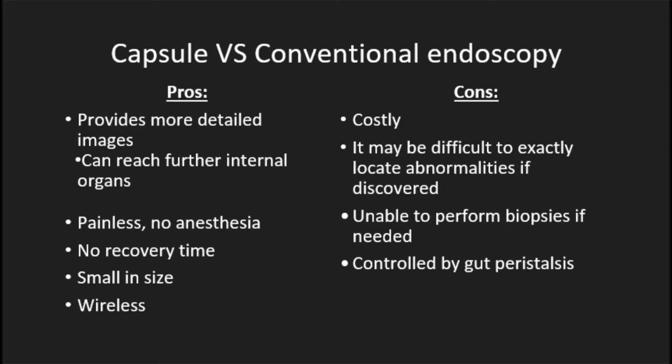The capsule endoscope is also controlled by gut peristalsis. Therefore, doctors lack control of the direction of the capsule and the speed at which it travels, which may mean the abnormality is not detected. On the other hand, the traditional method is controlled by the doctor holding the end of the tube, directing the angle at which the camera faces to view the suspected damage. Therefore, it is evident the capsule endoscopy method may be preferred over the traditional method.